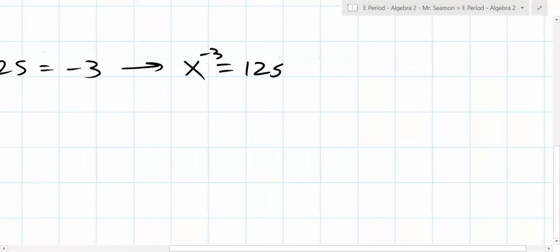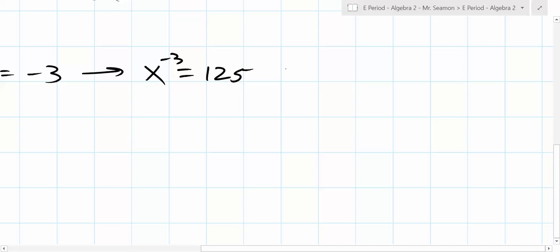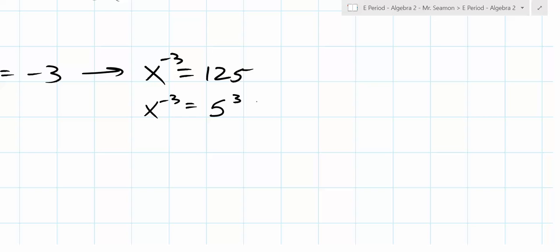Now you want to look at 125, and what do you think when you see 125? You should think 5 to the third. So this is x to the negative 3 is equal to 5 to the third. There's a lot of different methods. There's no one best method for this one. There's lots of different paths you can take. But at this point, you might guess the answer. What do you think the answer is going to be?